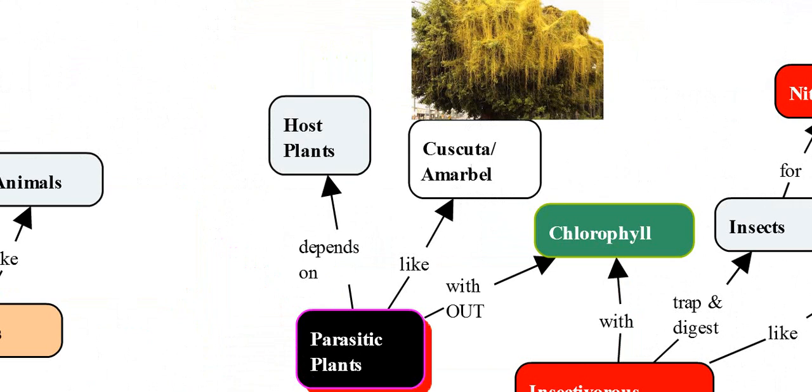Now, let us discuss parasitic plants. As they are without chlorophyll, they can't make their food. So they completely depend on other plants for complete nutrition. The plants which they depend on are called host plants. Plants like Cuscuta are examples of parasitic plants.